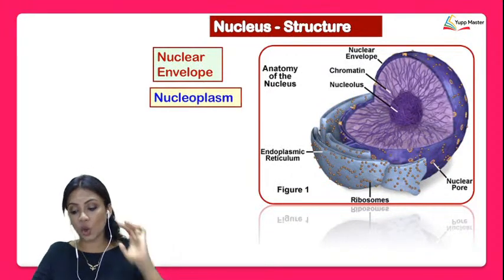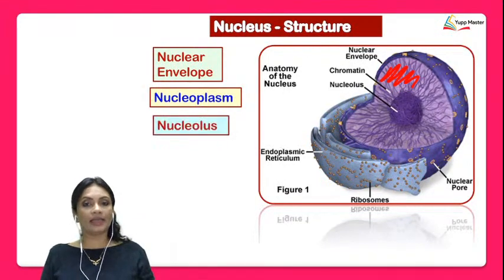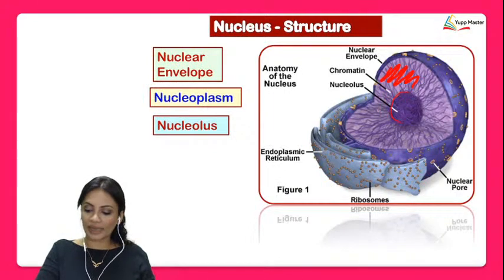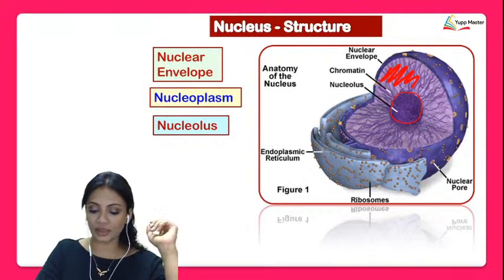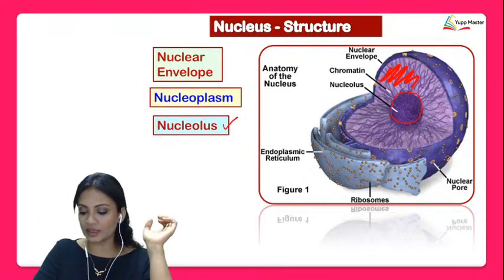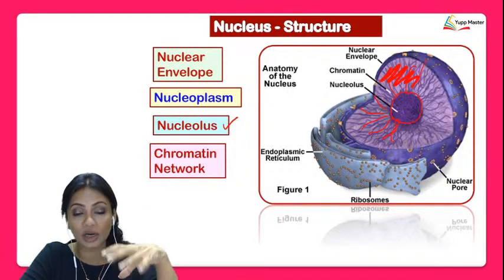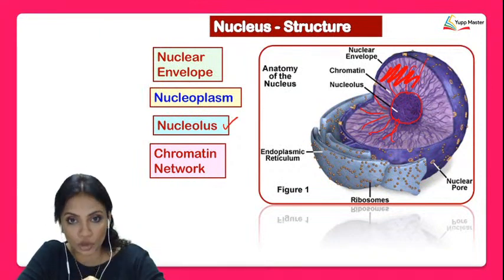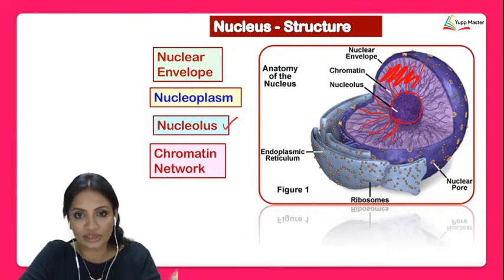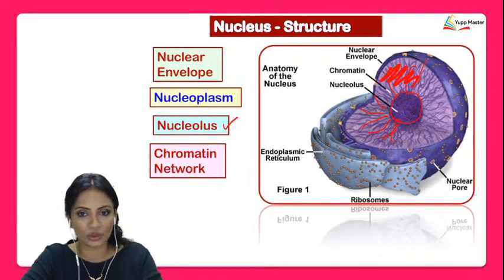Next, we saw that inside, the whole thing is filled with a cytoplasm, which we call the nucleoplasm. Then there is another organelle inside here which has no membrane around it, and that is called the nucleolus. And the last, these small threads that you're seeing all around here, are called the chromatin network. These small threads condense together to form a chromosome, but only when the cell wants to divide. When the cell is not dividing, the chromatin network is found just like this.